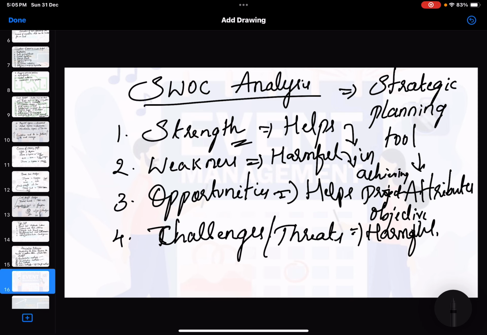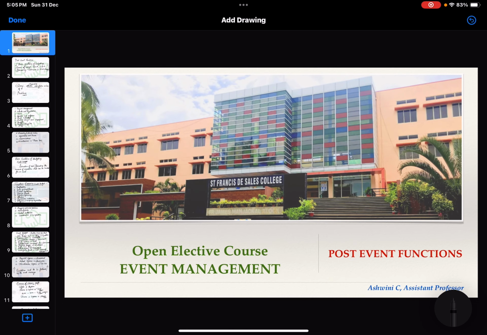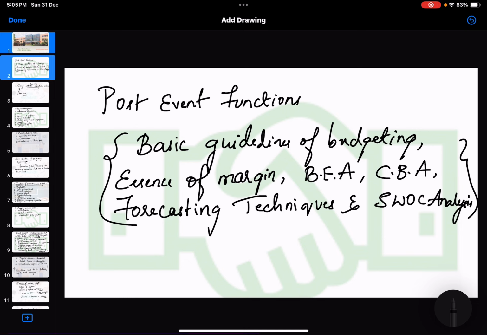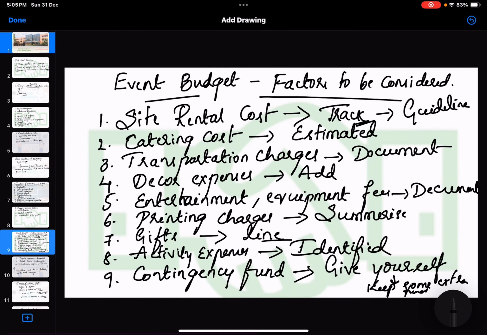So with this, your fifth unit, that is the post event functions, comes to an end. I hope you all have understood whatever is being taught. Just to revise again, we have seen the basic guidelines of budgeting as per the syllabus. Then we have seen the essence of margin, the break even analysis, cost benefit analysis, forecasting techniques, and the SWOC analysis. When we talk about basic guidelines of budgeting, you have to mention these points: that in an event budget the factors need to be considered, and what is the role of the event manager in considering all those factors. We know that certain costs such as rent, catering, transportation, decoration expenses, equipment fees, printing charges, and gift expenses should all be considered for preparation of the event budget. But what is the role of the event manager in that? That is the basic guideline that you are going to give.